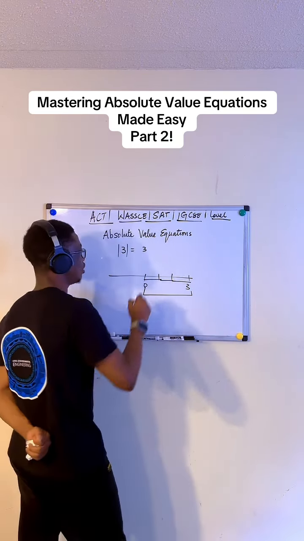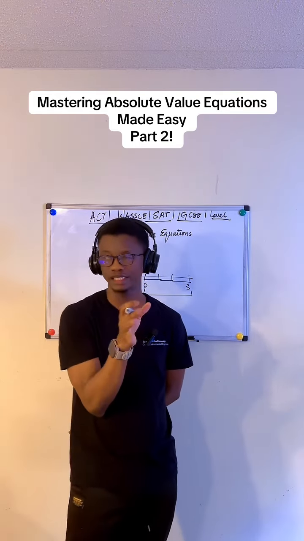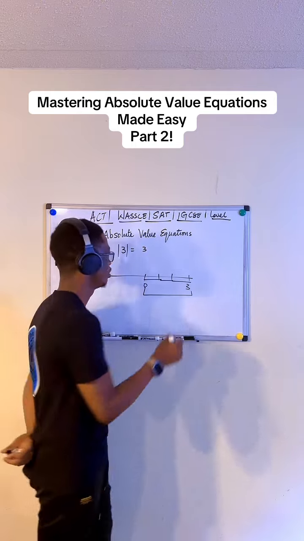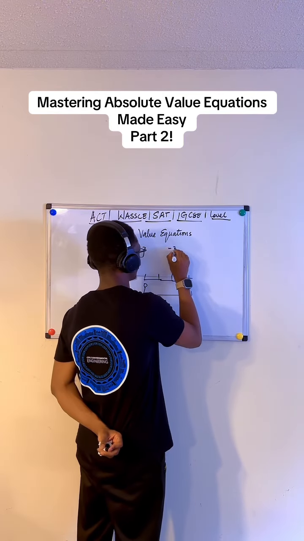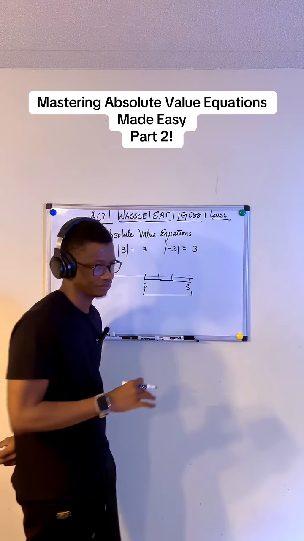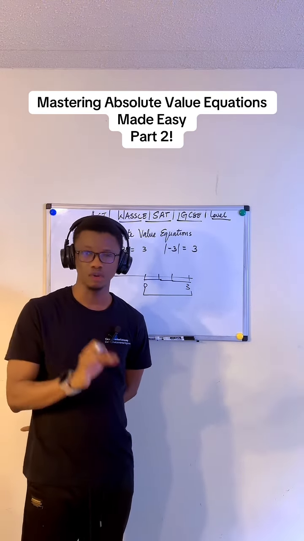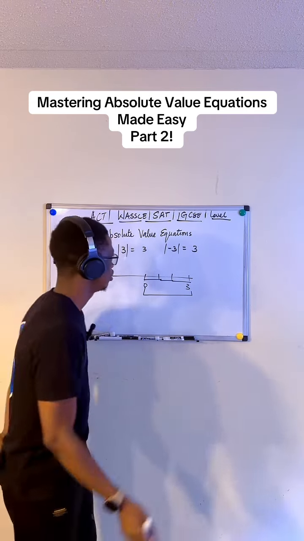Now, it becomes interesting when you have negative values. So let's say the absolute value of negative 3, this is the same as 3. So meaning, absolute values cannot be negative. They can either be 0 or positive. So what does this mean?